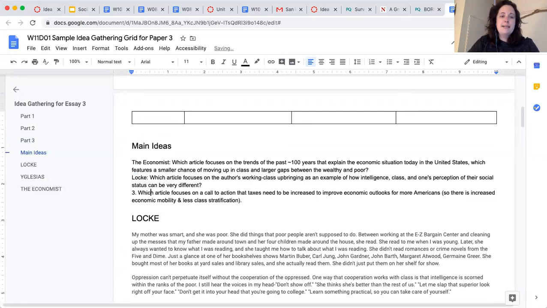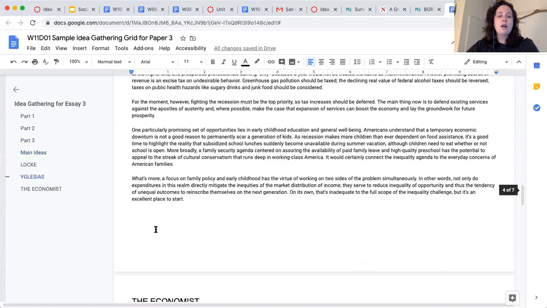And then we've got which article focuses on a call to action that taxes need to be increased to improve economic outlooks for more Americans, so there's increased economic mobility and less class stratification. And that is going to be Iglesias. So you've got your main ideas there, which is kind of nice. If you want to do some color coding or something like that, that can be helpful, or you don't have to, whatever works best for you. And then we've got the 3 articles here.